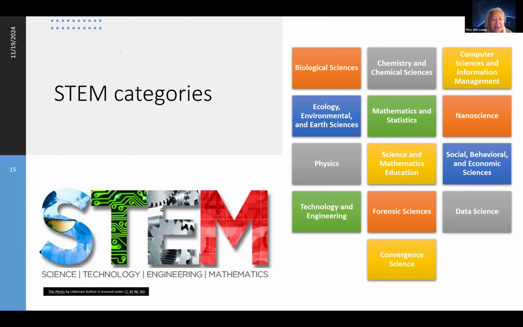Okay, and here are all the STEM categories that are supported by ERN. So you can see it really covers a lot of different areas, from biological sciences, chemistry and chemical sciences, computer sciences, information. So lots of different categories. It basically covers all the various parts of STEM, including data science, which is kind of a new emerging field. So you just need to pick which category the work that you're doing most closely fits. And so you will have to specify which STEM area you're going to be submitting to.